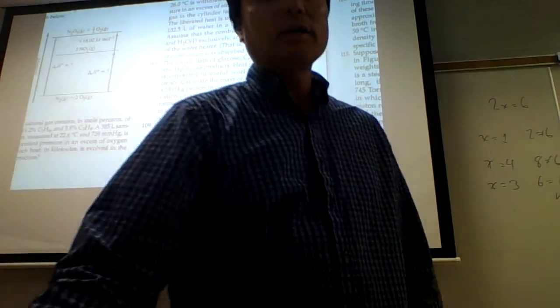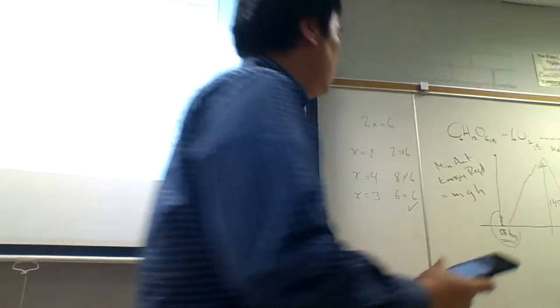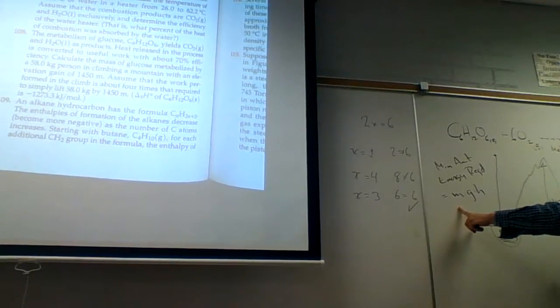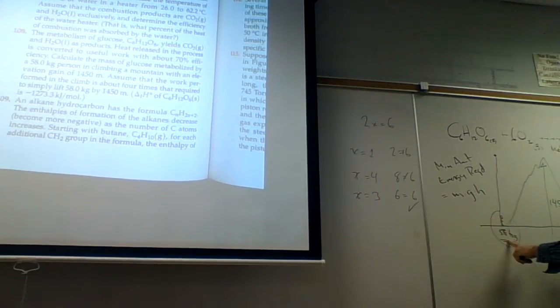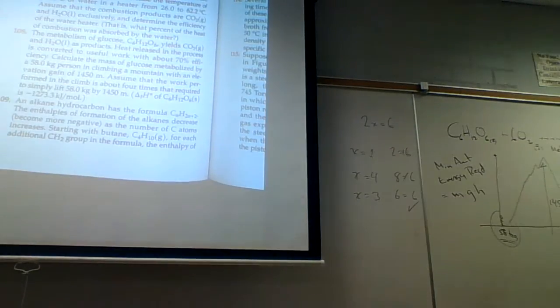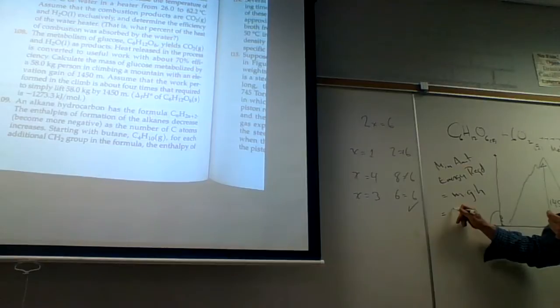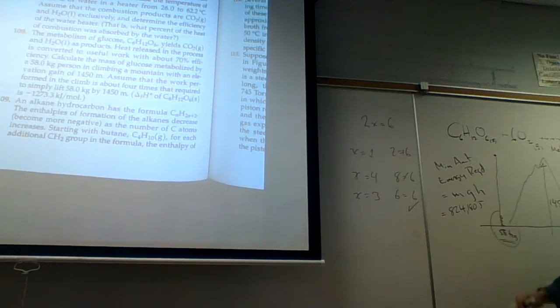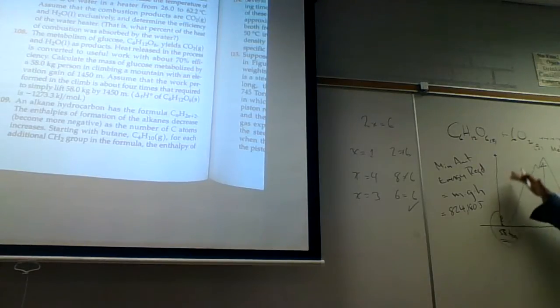And so first, let's go ahead and calculate the minimum amount of energy. The minimum amount of energy is 58 times 9.8 meters per second squared times 1,450. That gives me the minimum amount of energy: 824,180 joules of energy to climb that. But we figure it's going to be a circuitous path. It's probably going to require more than the minimum.